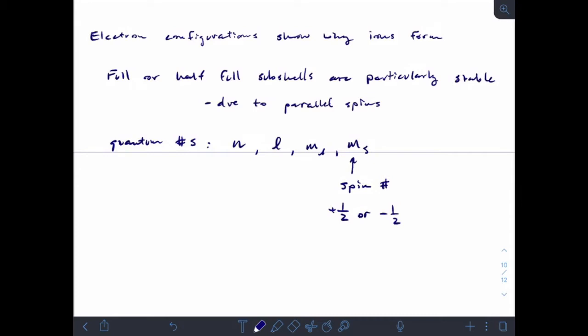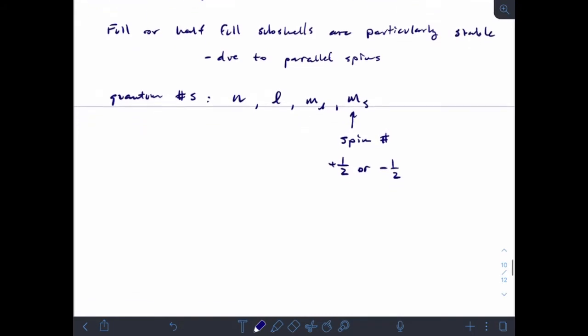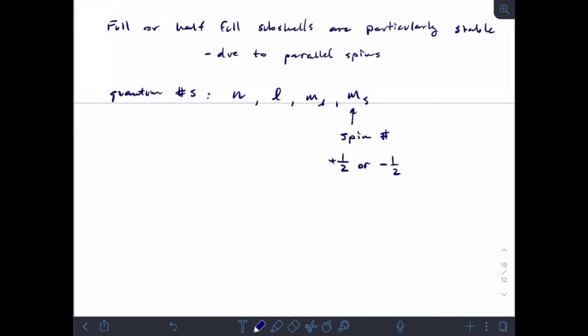Now let's take a look at how this plays out. We're going to talk about drawing the electrons in boxes, which is part of your homework. So let's use bromine as our example. Bromine's electron configuration is argon 4s2, 3d10, 4p5.